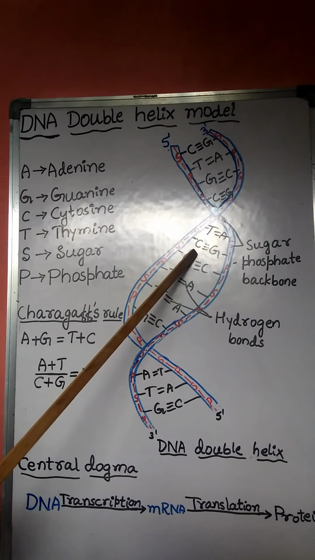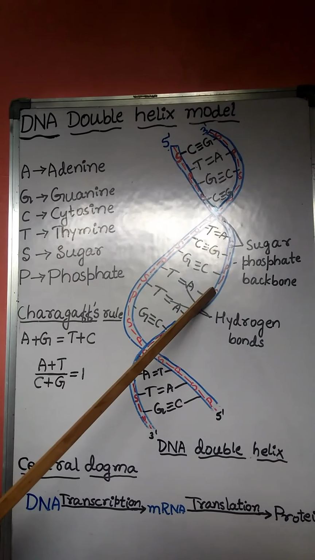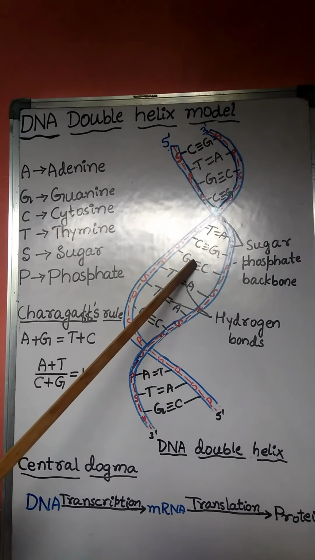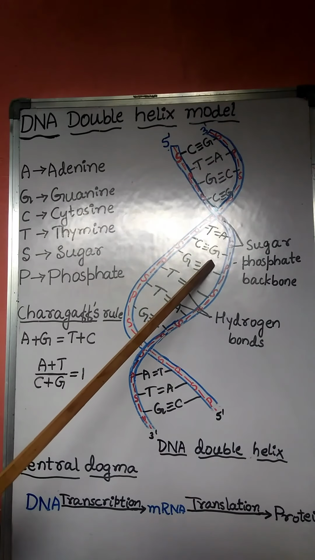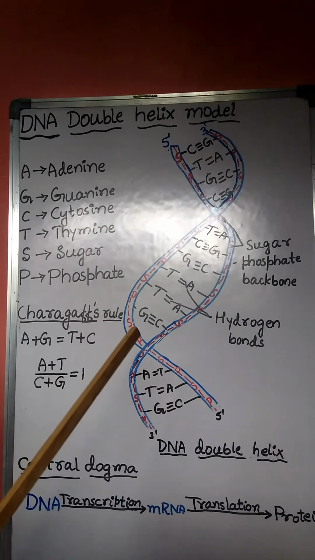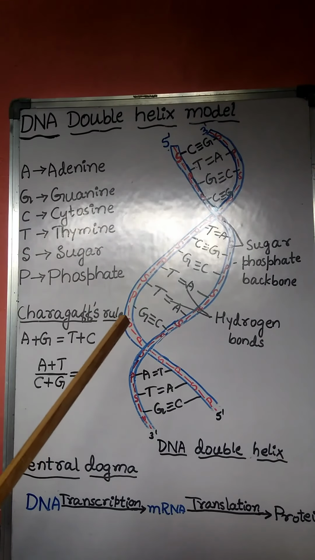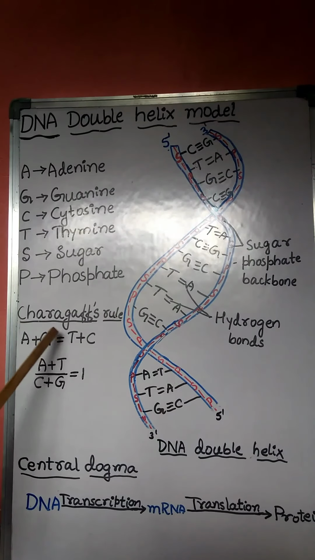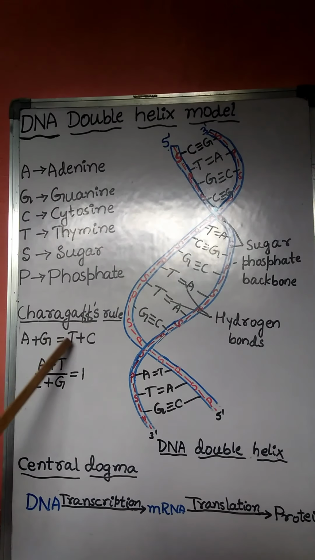Whereas cytosine always pairs with guanine, or guanine always pairs with cytosine, with three hydrogen bonds. In DNA, the amounts of purines and pyrimidines are always equal. The amount of adenine and guanine is equal to the amount of thymine and cytosine. That means the amount of purine is always equal to the amount of pyrimidine.